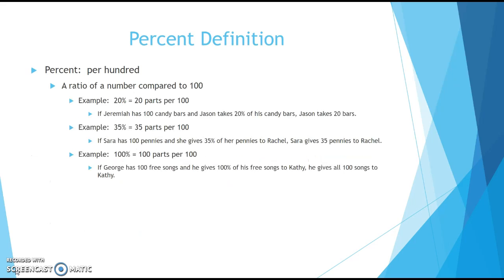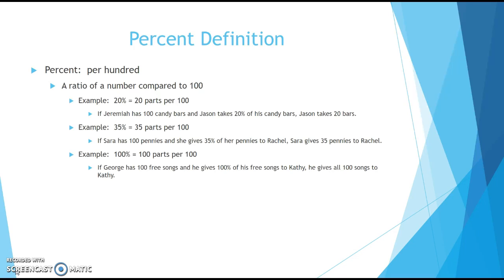So now let's actually talk about percents. Percents mean per hundred, or it's a ratio of a number compared to 100. So there are a couple examples here you can see. 20% means 20 parts per 100. So if Jeremiah has 100 candy bars and Jason takes 20% of them, he's taking 20 of the bars, 20 of the 100. Another example, if you're talking about 35% or 35 parts per 100, if Sarah has 100 pennies and she gives 35% of her pennies to Rachel, Sarah gives 35 pennies to Rachel.